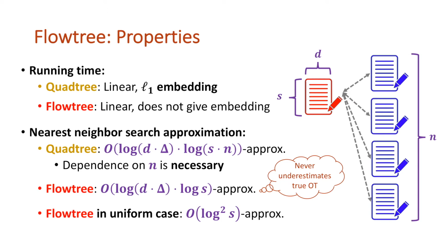And if your distributions are uniform, which is the case in the word mover distance, then this gets even better. The approximation factor is also independent of the dimension and of delta, and depends only on s, the maximum number of words in a text document.